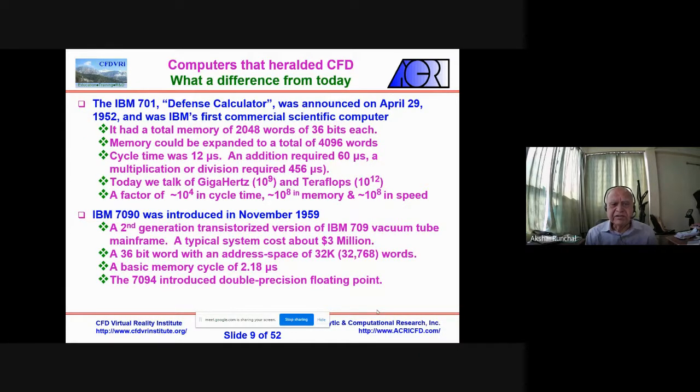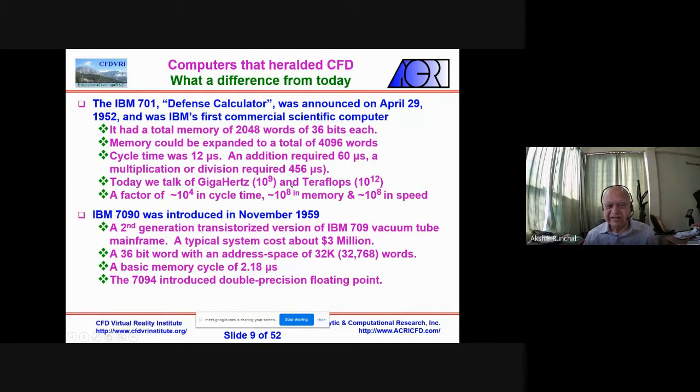So, just to put things in perspective, what a difference from today. The IBM 701, the first calculator, had 2K words, if you can believe, 2K words of 36 bit, which is less than 10 kilobytes of memory. And the memory could be expanded to 4,000 maximum. Today, you could not even write an app in that. The cycle time was 12 microseconds. Microseconds.